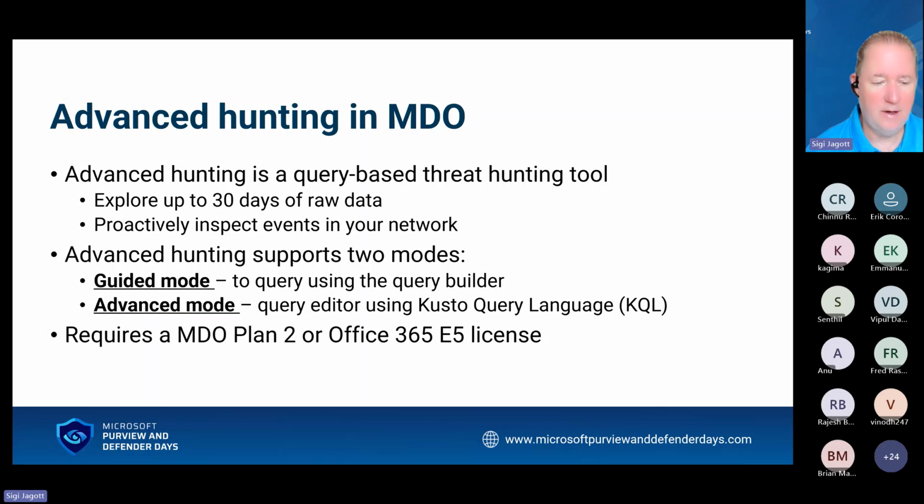So advanced hunting is a query-based hunting tool, and it explores up to 30 days of raw data. So you can go back as far as 30 days with Microsoft 365. You see, there are 2 areas, guided mode and advanced mode, that I will show you in a minute. The downside of course is you only get hunting in the highest license, so you require an MDO2 or an E5 license for that tool.